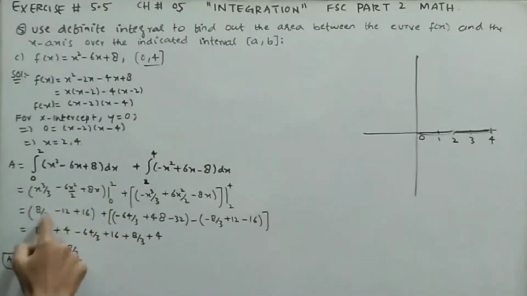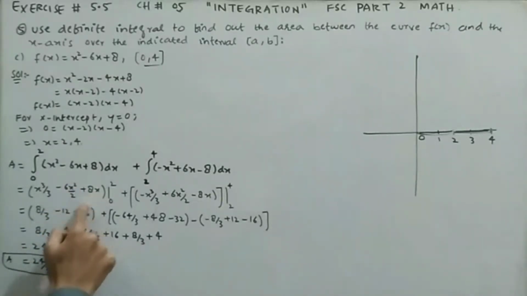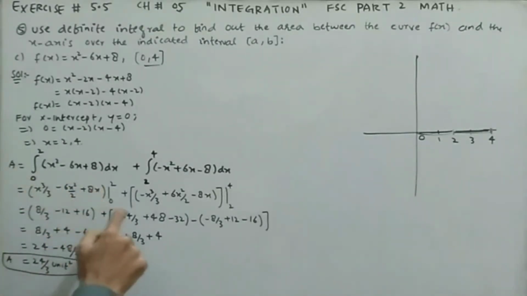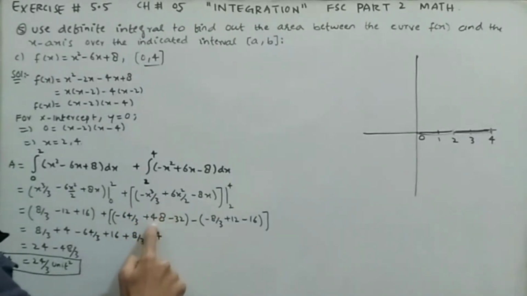By putting 2, it becomes 8 by 3 and it becomes minus 12. By putting 2, it becomes 16. By putting 0, it will give us 0. Now put 4 over here, it becomes minus 64 by 3, and put 4 over here it becomes 48, put 4 minus 32, then insert negative sign and put 2 in place of x in this function.